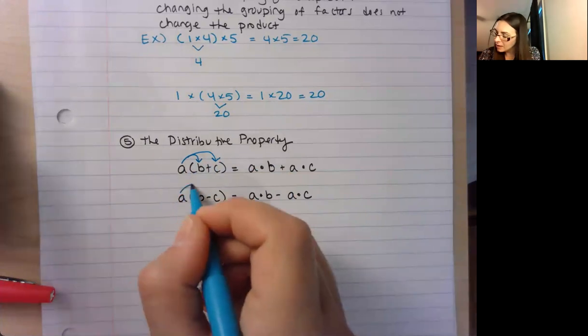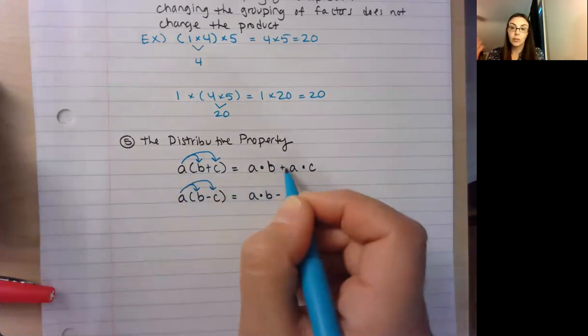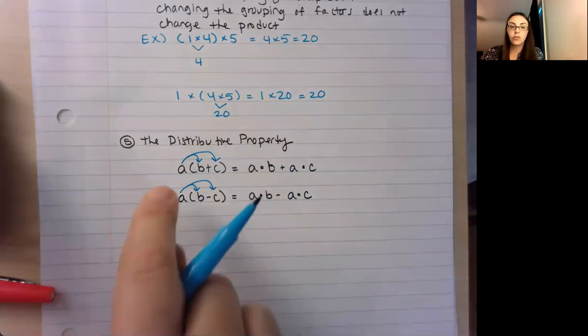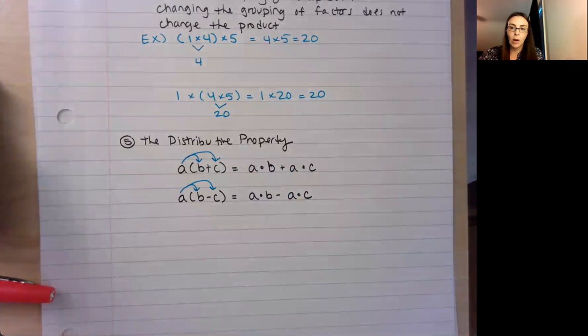And if you're adding, you just use a plus symbol in between. And if you're subtracting, you just use a minus symbol in between. So it says that we can actually distribute that multiplication throughout the parentheses.